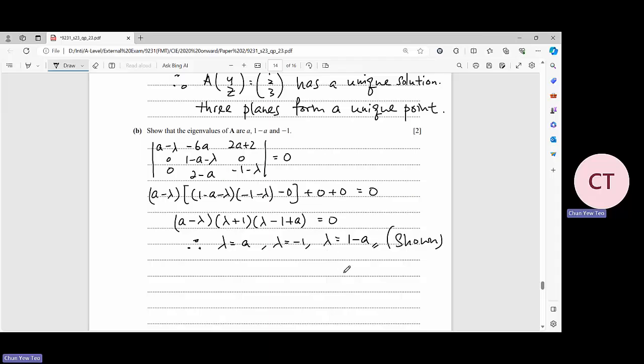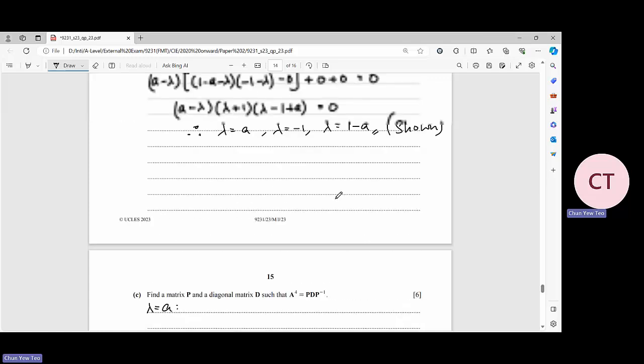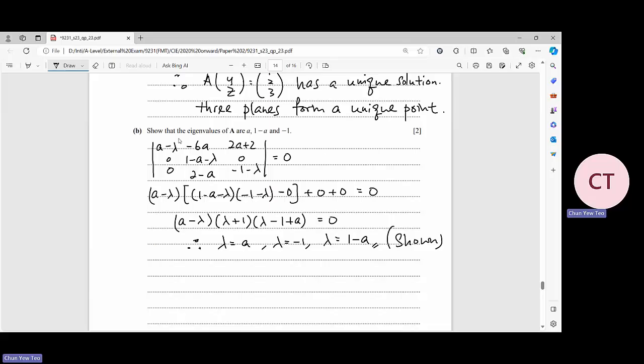Quite straightforward over here at the moment, but later when we go for part C, it will be a little bit complicated. So we want to find the matrix P and the diagonal matrix D. To find P, we need to find the eigenvector for each eigenvalue. So we start from lambda equals A. When lambda equals A, just replace lambda with A inside here, here, and here. And you look for any two rows that are not repeated, or not multiples of each other. Okay, just choose any two.